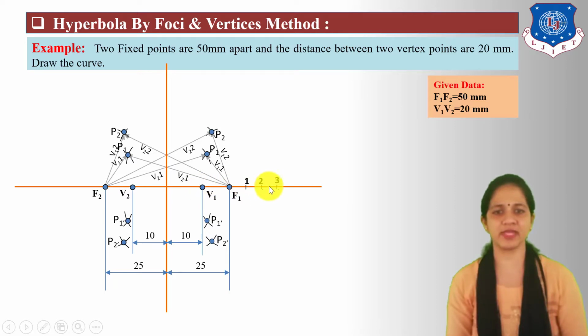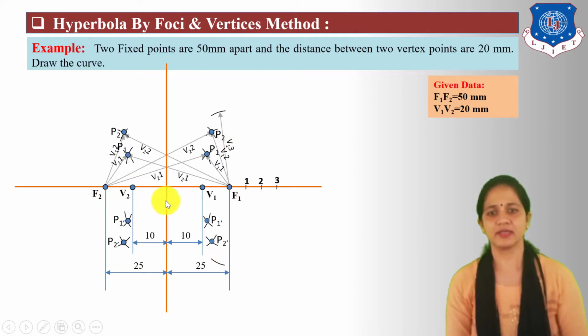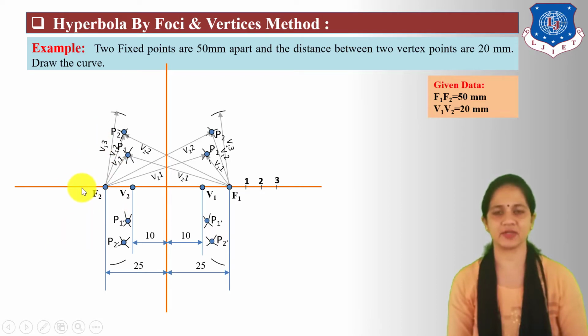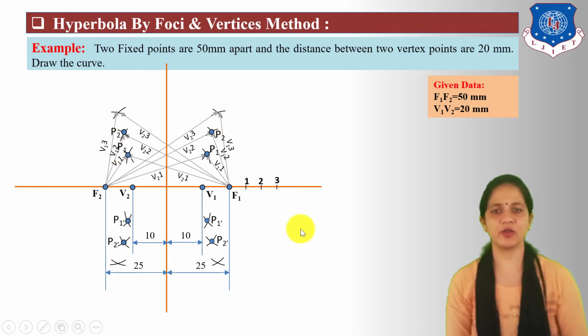Next, take radius V1-3, center F1 and draw 2 arcs in right side quadrant. Take same radius, change center F2 and draw 2 arcs in left side quadrant. For intersecting arcs, take radius V2-3, center F2 and cut 2 arcs of right side quadrant. Take same radius, change center F1 and cut 2 arcs of left side quadrant. Mark here locus points as P3, P3 dash in right side quadrant. Similarly, P3, P3 dash in left side quadrant.